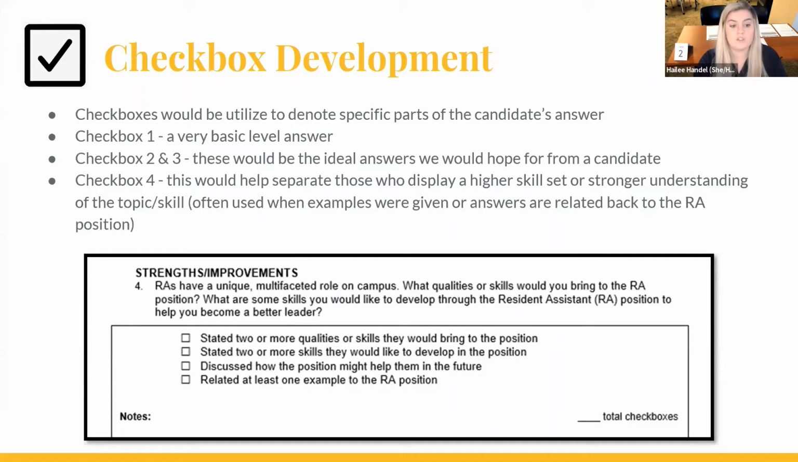And so finally, the fourth checkbox, this is the checkbox that's really going to separate those who display a higher skill set or stronger understanding of the topic or skills. This is often used when examples were given or answers are related back to the RA position. For example, this number 4 question, the fourth checkbox related at least one example back to the RA position. So we didn't specifically ask in question 4, give us an example or how would you do this in the RA position or anything like that. But a candidate who's going above and beyond, going that extra mile, would loop it in.